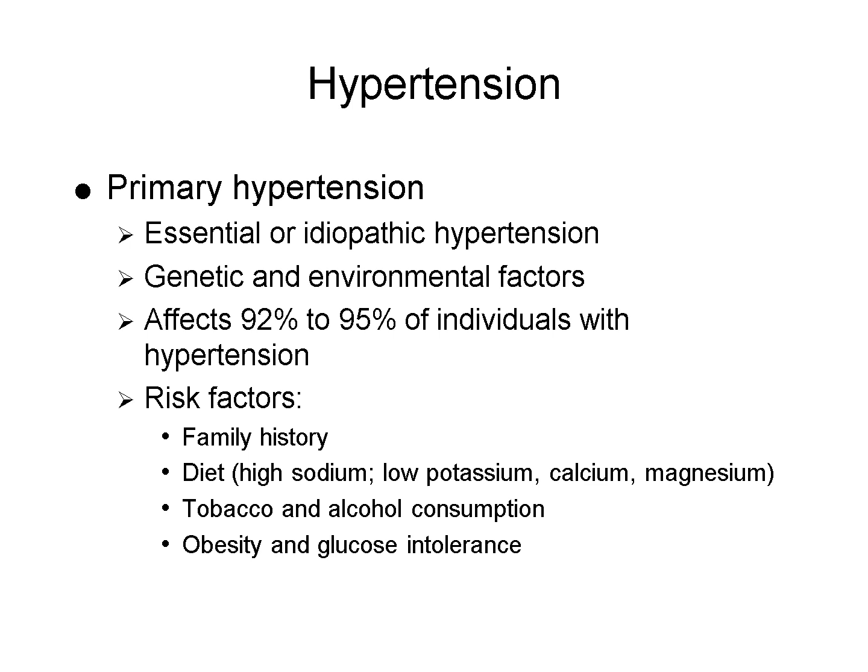Primary hypertension, also called essential hypertension, accounts for most cases and results from genetic and environmental factors. Risk factors include family history, high sodium diets, low intake of potassium, calcium, and magnesium, tobacco and alcohol use, obesity, and glucose intolerance. Lifestyle modifications play a crucial role in management.